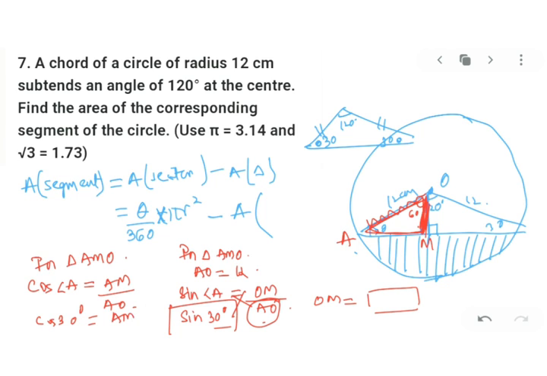You have to find AO, which has been given as 12. When you cross multiply by putting the value of cos 30 degree, you know very well how to get the values. You have been given a table in your books. You can utilize that. Find the value of cos 30, put it in here, cross multiply and get the value of AM. Once you get the value of AM, you will double it to get AB, because it is said that a perpendicular drawn from the center to the chord divides the chord into two equal halves.